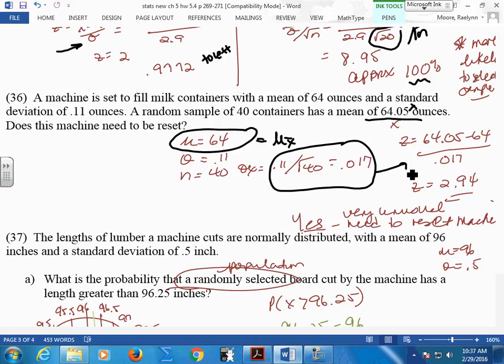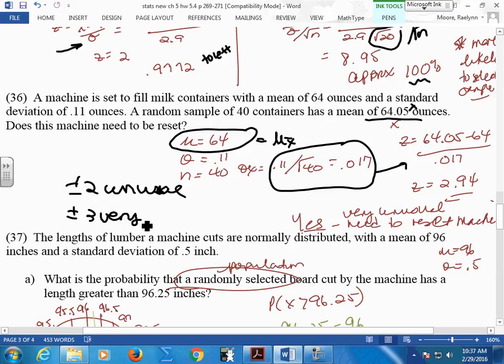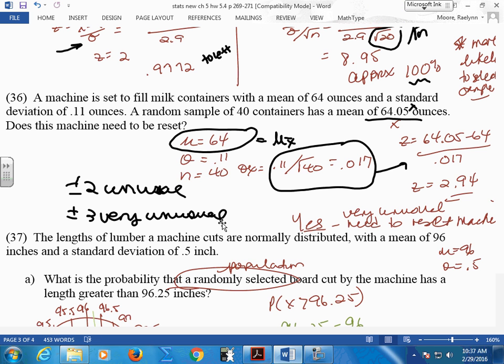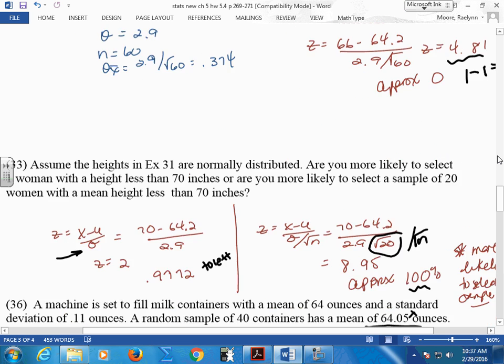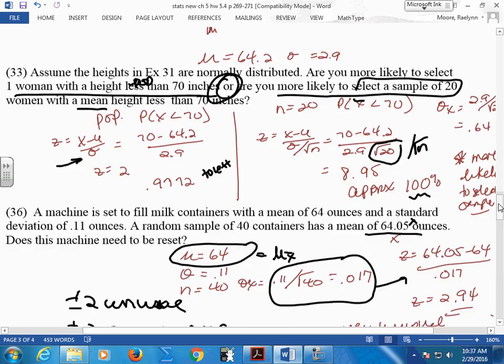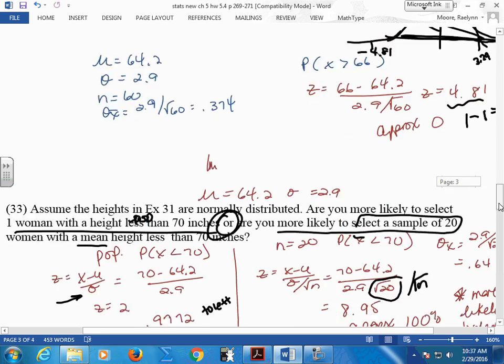Plus or minus 2, we say unusual. Plus or minus 3, we say very unusual. So if something is off like that, then yeah, you're going to reset it. Either you're giving them too much or you're giving them not enough. And they have consumer guidelines that judge all those things. So you have to stay within your guidelines.